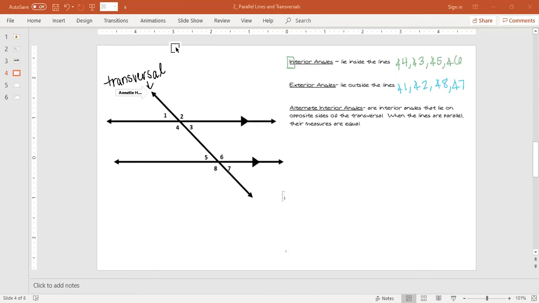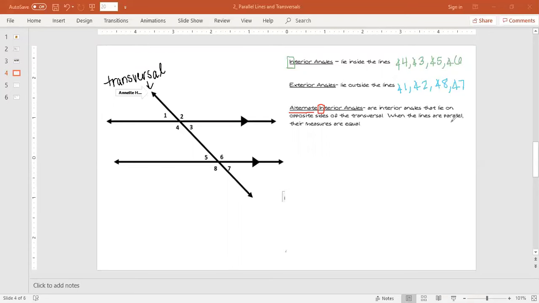So our next set of angles are alternate interior angles. We got a couple different words I want us to talk about here. The first word is alternate. Think about when I alternate something, like if I alternated passing out candy, I'm giving candy to every other kid. Not every single kid, but every other kid. And then we have the word interior again, which means inside. So alternate interior angles are interior angles that lie on opposite sides of the transversal.